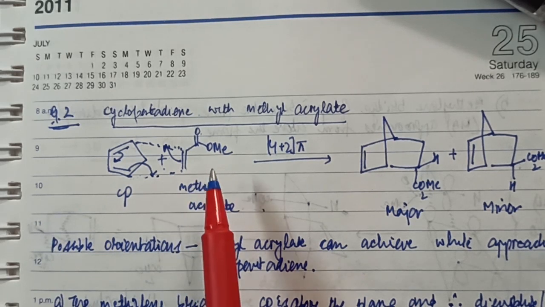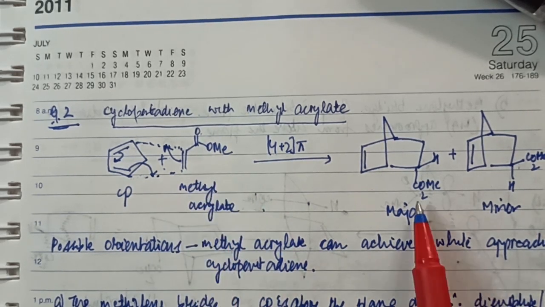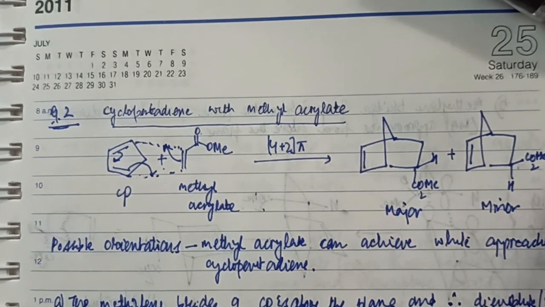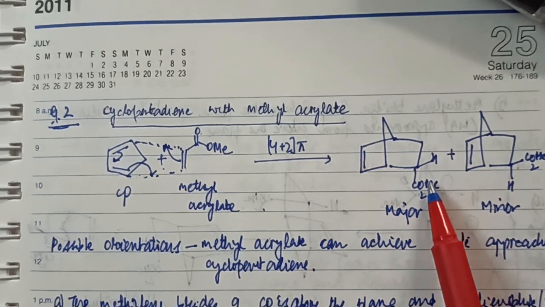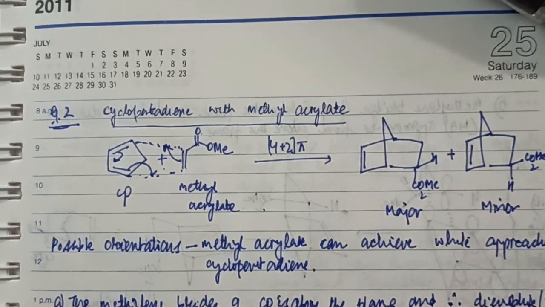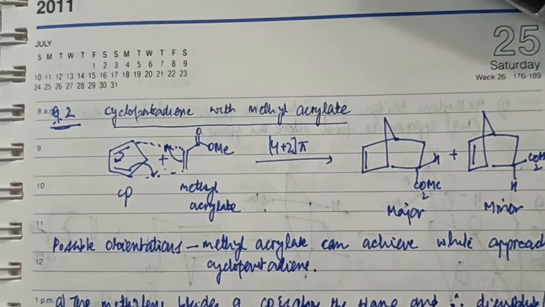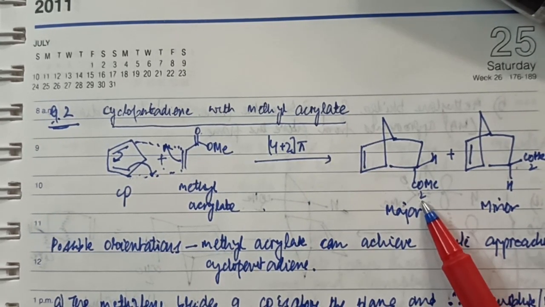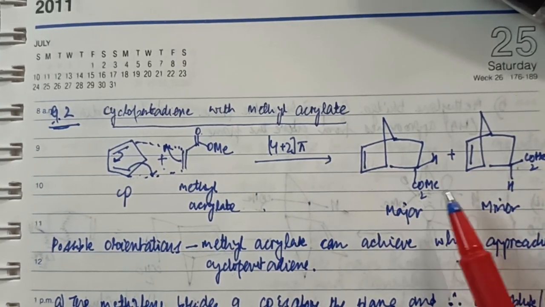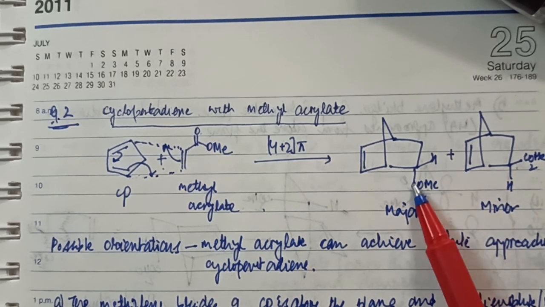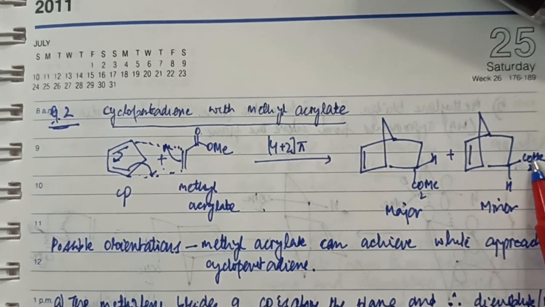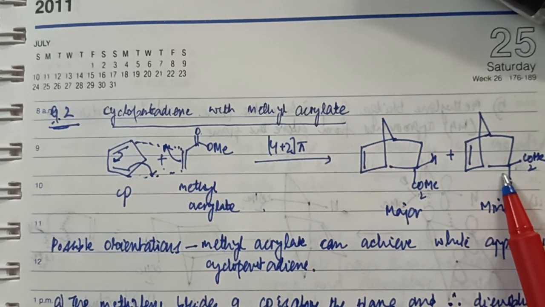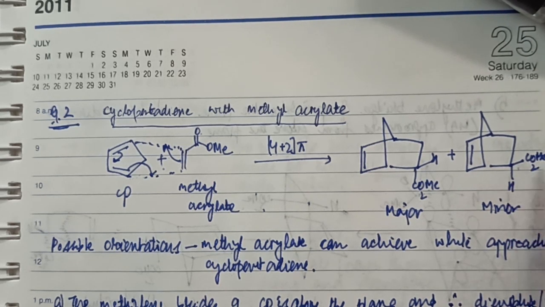Now, the important thing is that this methyl acrylate can either go below the plane or above the plane. One product can be major, one product can be minor. The first thing we have to look out for in this case is which orientation this product corresponds to, in which the carboxymethyl group is below the plane, and which orientation this product refers to, in which the carboxymethyl group is above the plane.